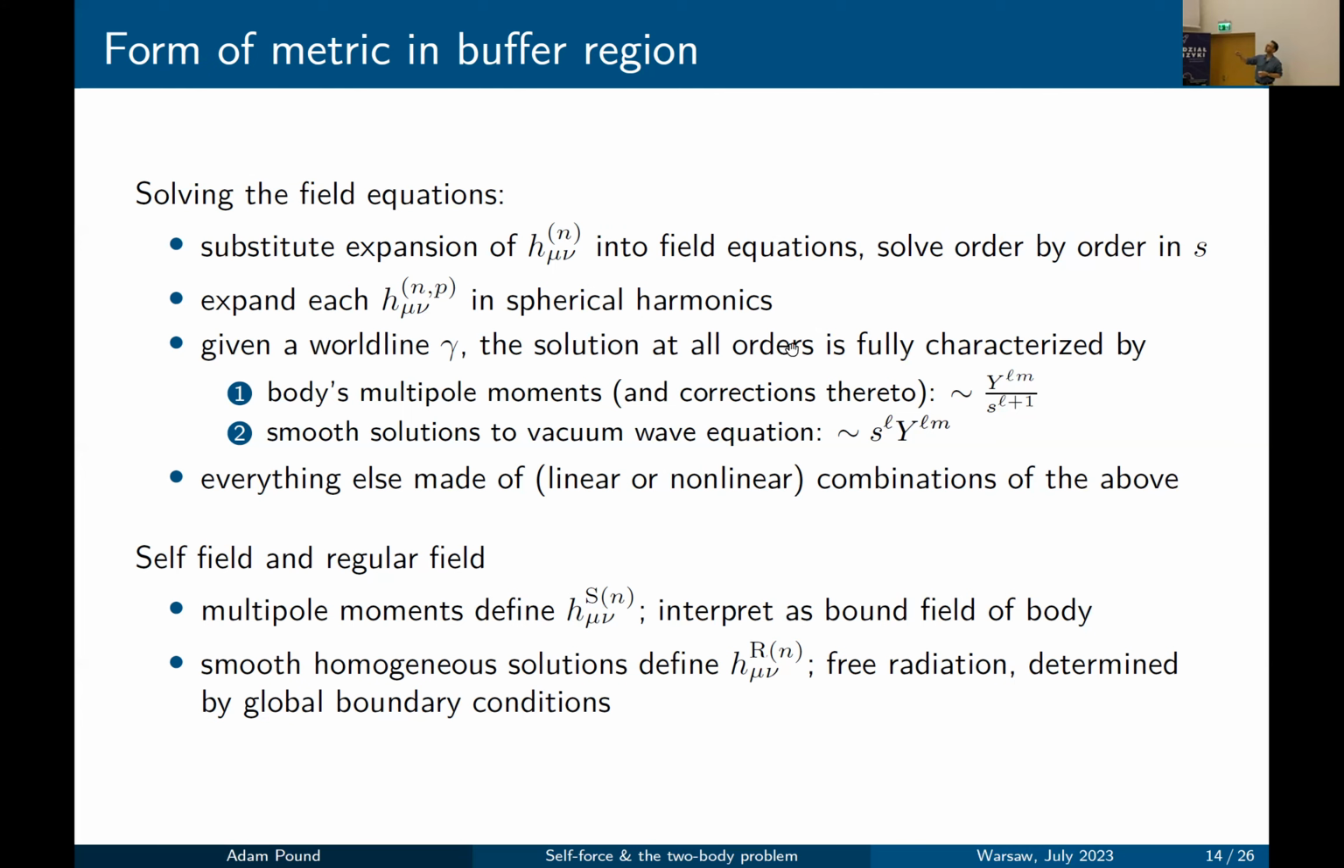Then I can take all these smooth, homogeneous vacuum solutions and define a different piece of the field, which we'll call HR. This is more like free radiation. This is just propagating independently of the body. You don't see the multipole moments of the body directly in this field. This is a solution to the vacuum equation, even if I extend it all the way down to this representative world line gamma. And HS, the self field, is basically determined locally, whereas HR, this regular field, is only determined once you impose some global boundary conditions.